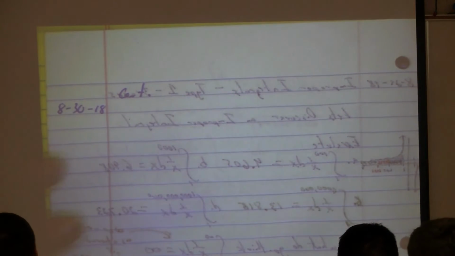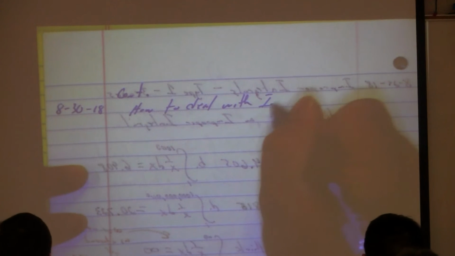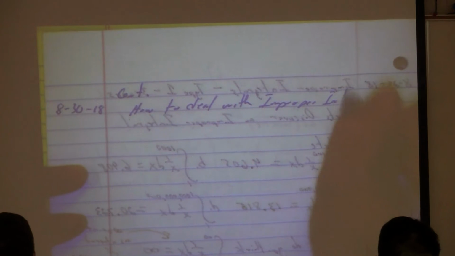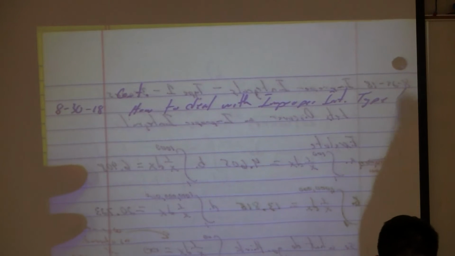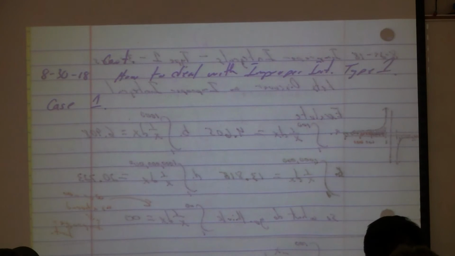Let's do it. So today is the 30th, and we're continuing the notes from the previous day. And we're going to talk about how to deal with improper integrals. Now remember, this is the first type, Type 1. So these are the easy ones to identify because they're going to have some infinity as one of the limits or both of the limits. And we're only going to talk about two cases today, which is case 1, where the upper limit is infinity, and case 2, where the lower limit is negative infinity. Seems easy? Yes.